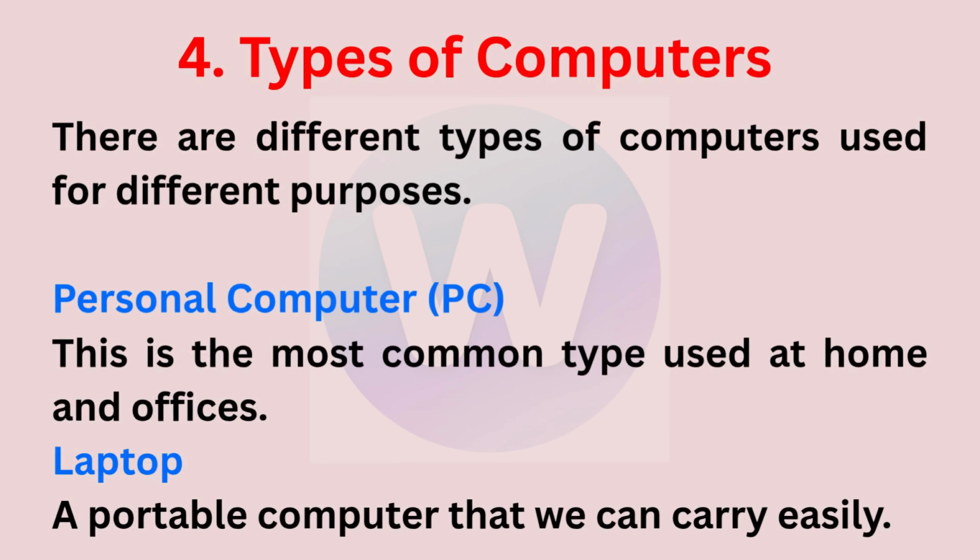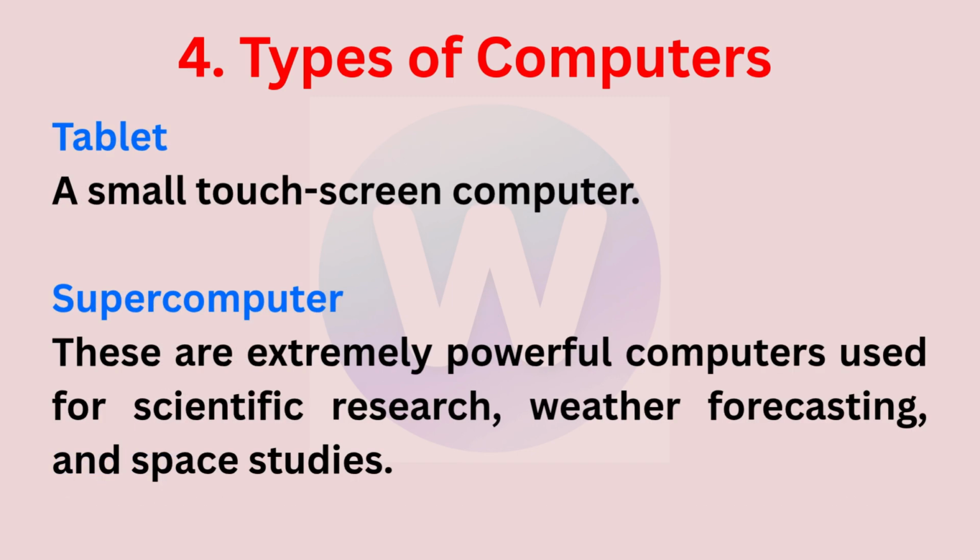4. Types of computers. There are different types of computers used for different purposes. Personal computer, PC. This is the most common type used at home and offices. Laptop. A portable computer that we can carry easily. Tablet. A small touch-screen computer. Supercomputer. These are extremely powerful computers used for scientific research, weather forecasting, and space studies.